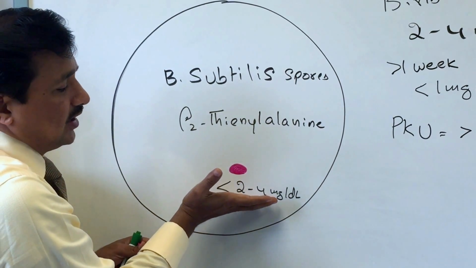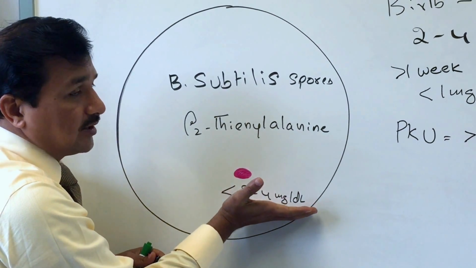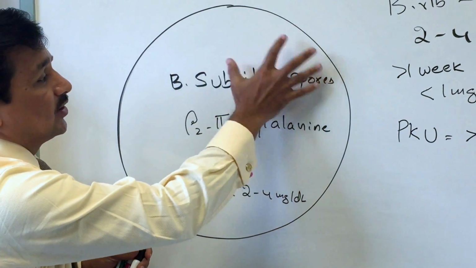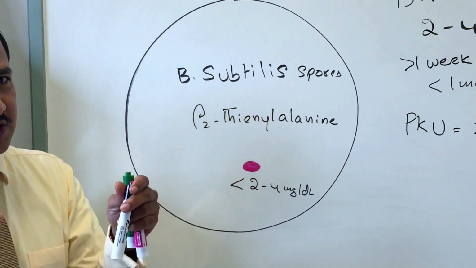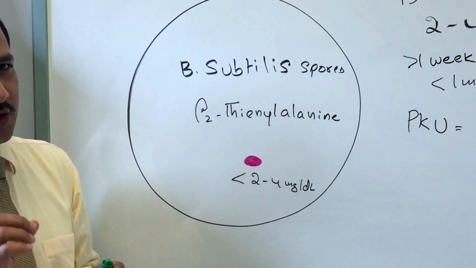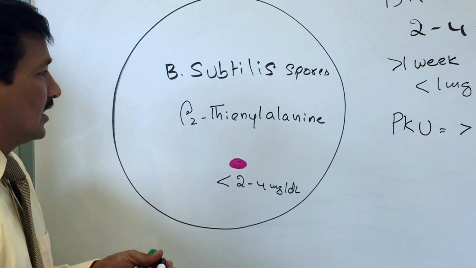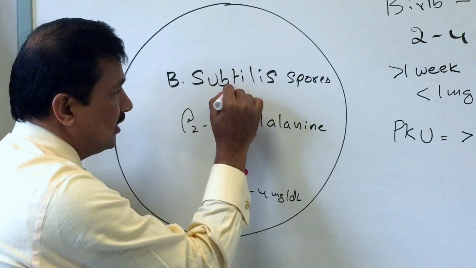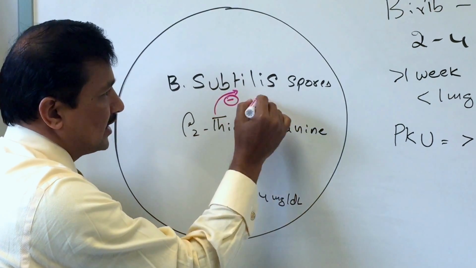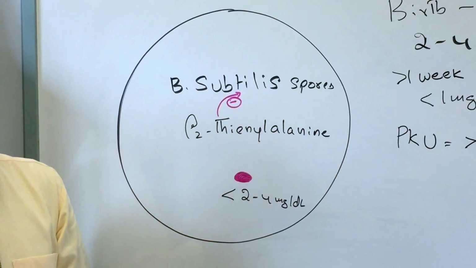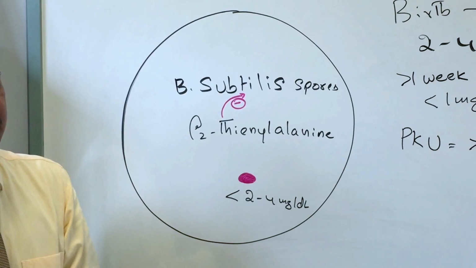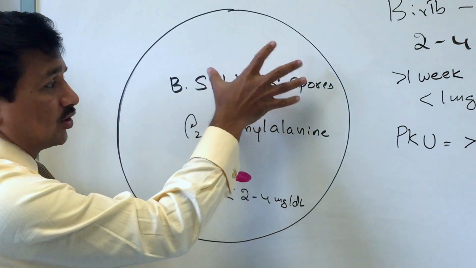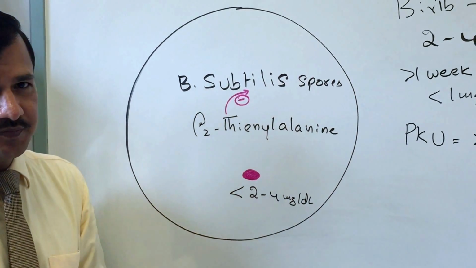If the blood phenylalanine level is less than 2 to 4 milligrams per deciliter, you don't see any growth of Bacillus subtilis. You don't see colonies in the agar media. Why? It's because beta-2-thienylalanine, this chemical, has an inhibitory effect on Bacillus subtilis spores, meaning the spores don't germinate. That is why there is no growth. You don't see any colonies.